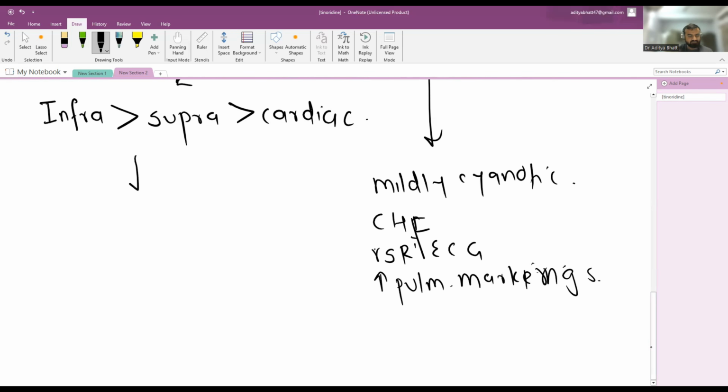But in patients with obstruction, the clinical features are moderate to severe cyanosis, severe cyanosis with respiratory distress.